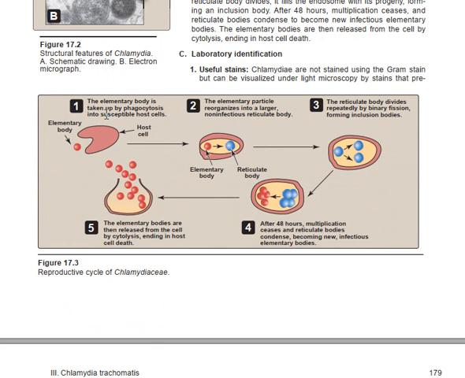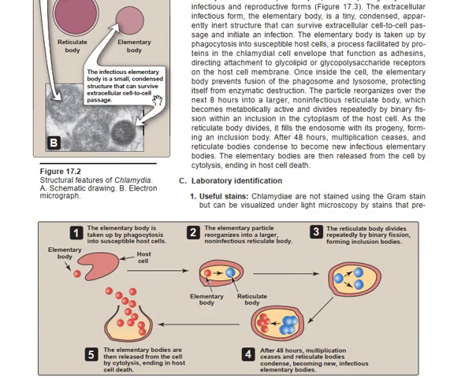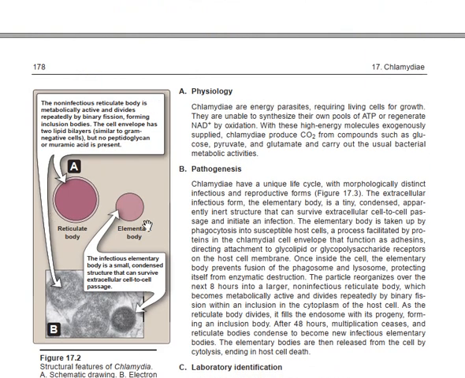Now, this is the cell cycle of chlamydia. At the first part, it starts with an elementary body. You need to know that there are two main bodies of chlamydia: the reticulate body and the elementary body. The reticulate body is just like a spore, the non-living form. Is it clear? It is the non-infectious form, which is metabolically active and divides rapidly by binary fission. The cell envelope has two lipid bilayers similar to a gram-negative cell, but no peptidoglycan and no muramic acid is present. So this is the reticulate form of chlamydia.